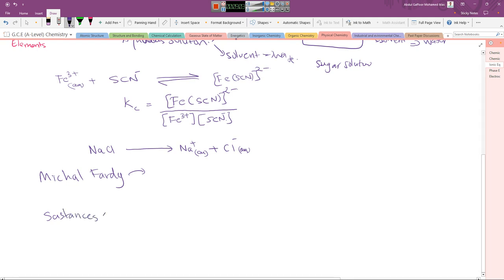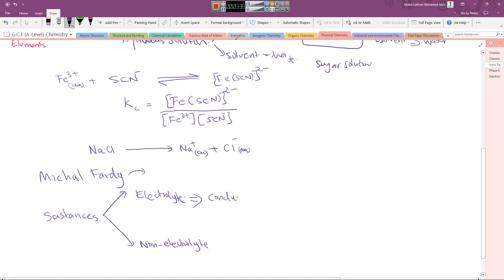He categorized substances into two major categories: one is electrolyte and the other is non-electrolyte. Electrolytes are the substances that conduct electricity in aqueous solution, right? So based on the ability to conduct electricity, he classified substances into electrolyte and non-electrolyte, and he said that electrolytes are the substances that conduct electricity in aqueous solution.